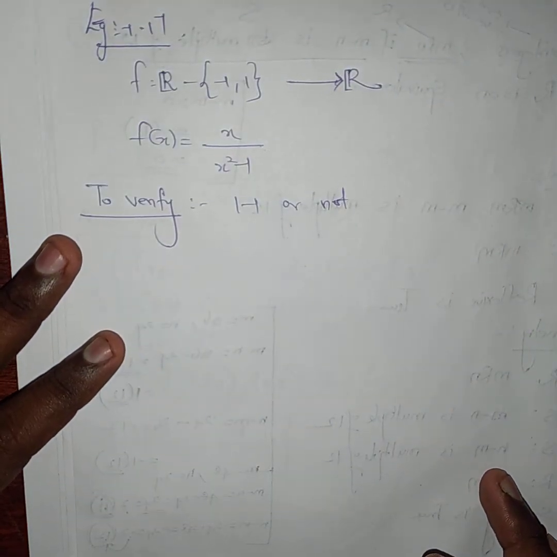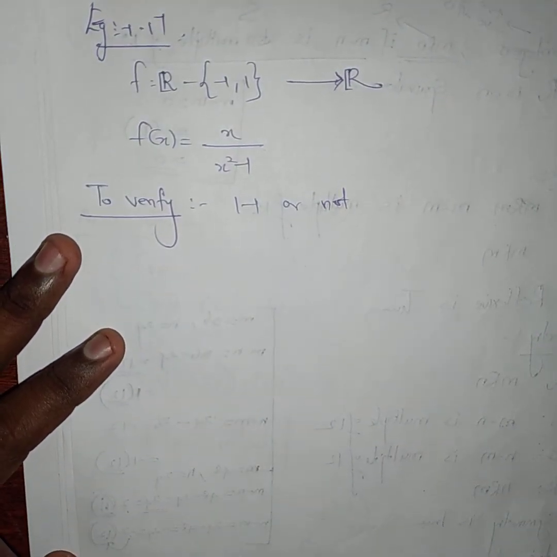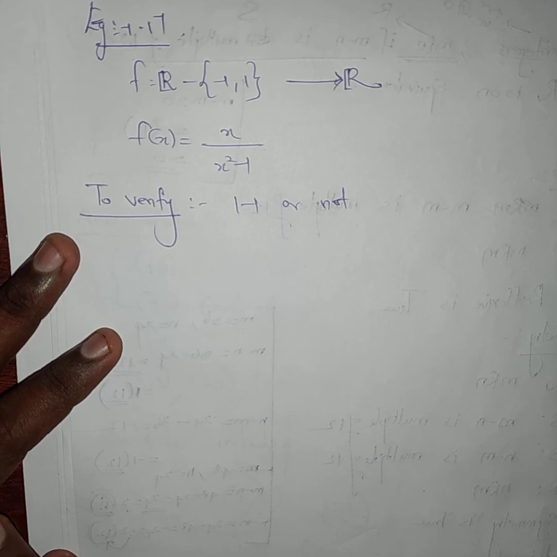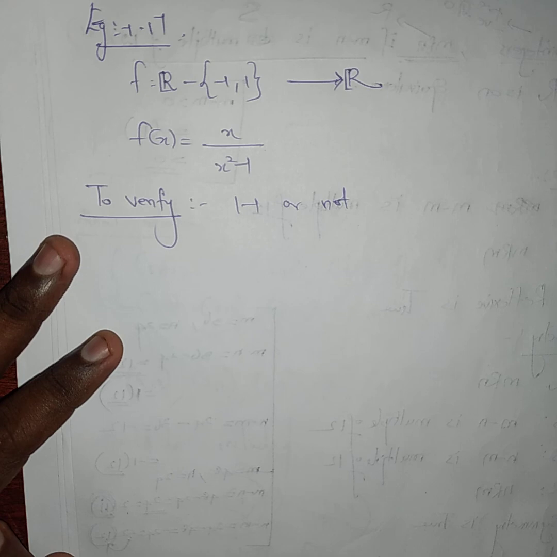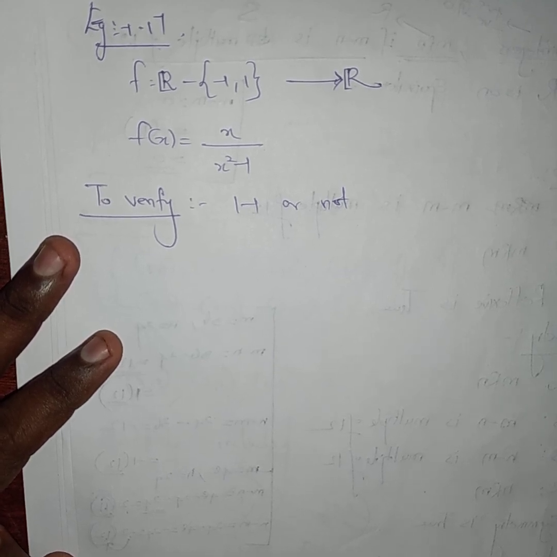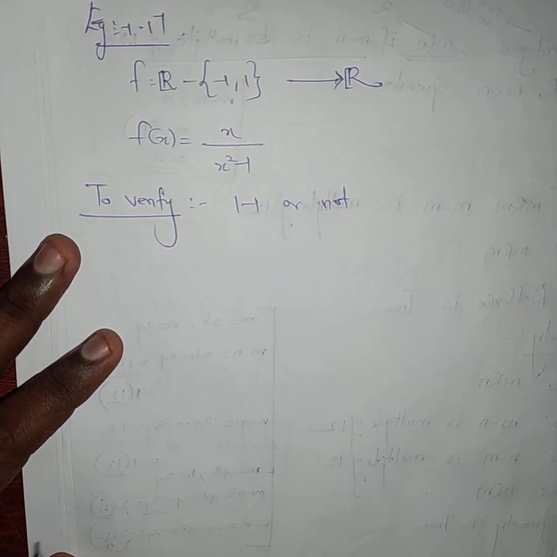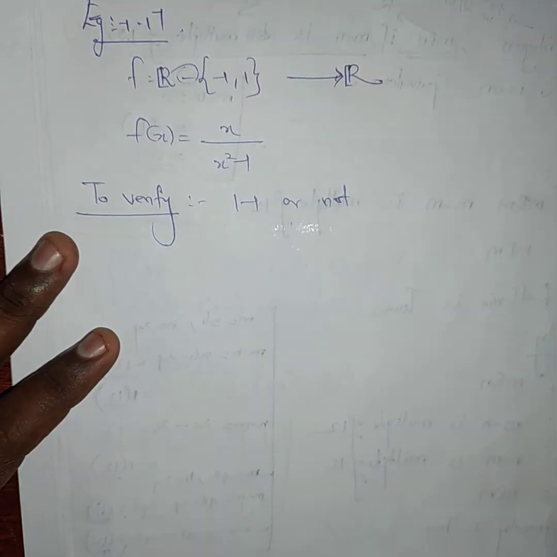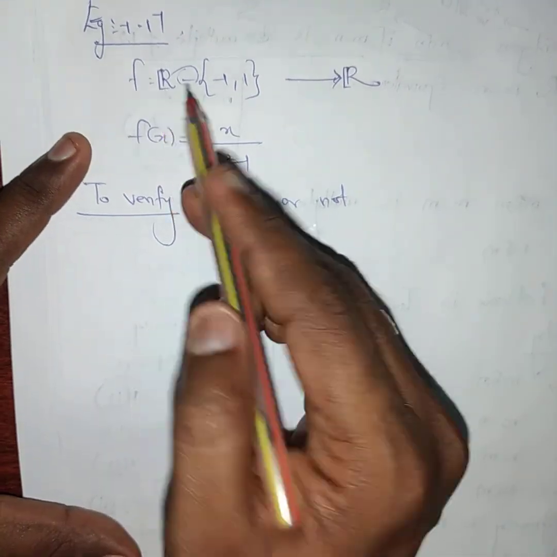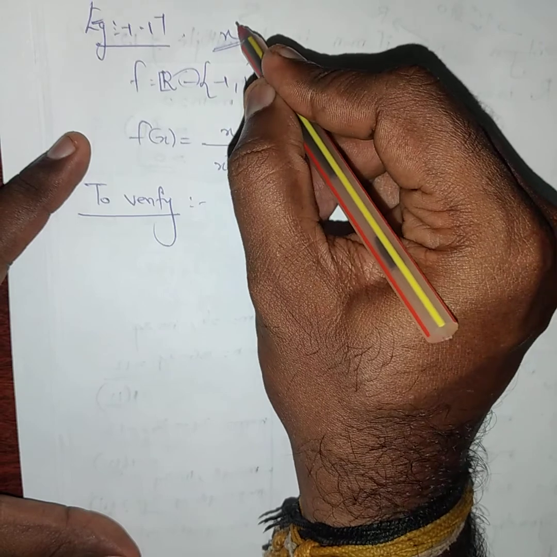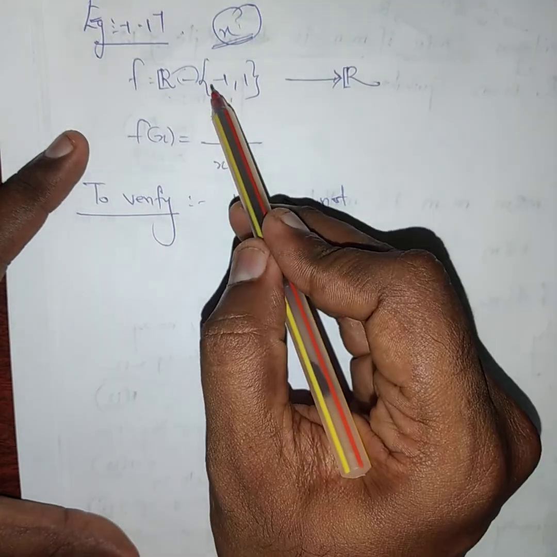Example 1.17. One of the important sums from the exam point of view, but if you go inside the textbook it is a bit difficult to understand, so I am going to make you understand with my derivation. F, the real numbers except minus 1 comma 1, they are deleting minus 1 and 1. See, for x, which is called the domain, we can put any values except minus 1 and 1.